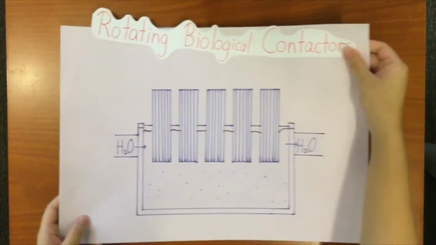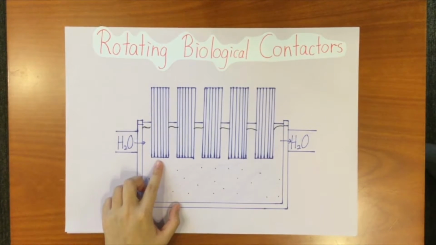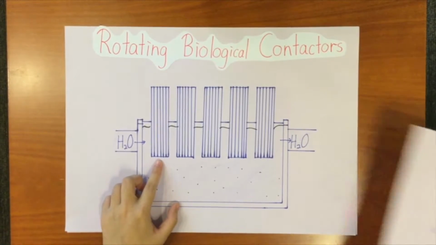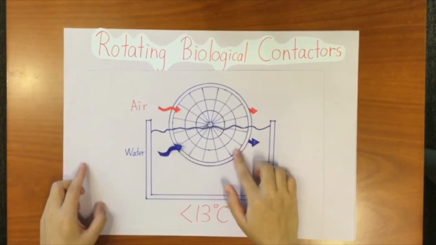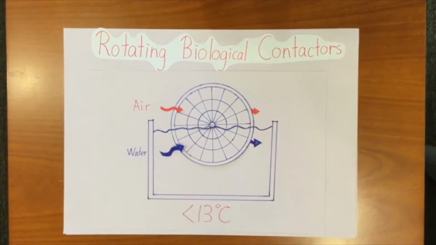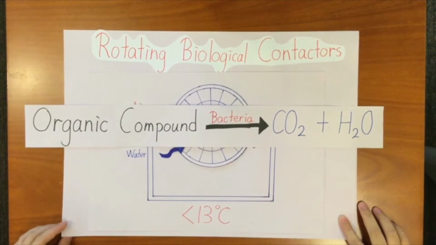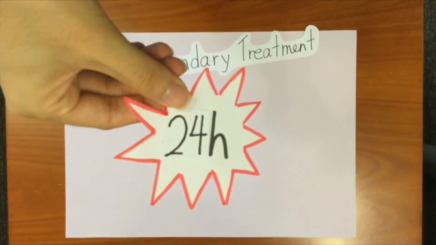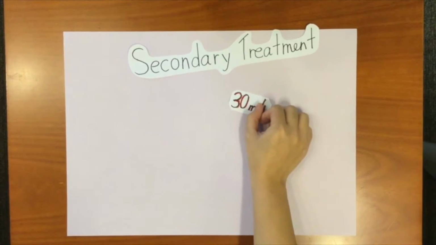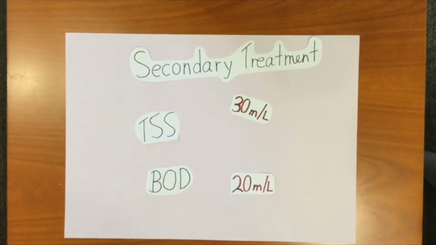The secondary treatment is biological treatment. The rotating biological contactor inside contains a series of closely packed circular discs with bacteria on the surface. The discs are partially submerged into the water and slowly rotate to provide enough oxygen for the algae. The algae convert organic compounds to carbon dioxide and water at high efficiency, below 30 degrees Celsius. After 24 hours, the treated effluent will meet the standard of 30 mg per liter total suspended solids and 20 mg per liter biological oxygen demand.